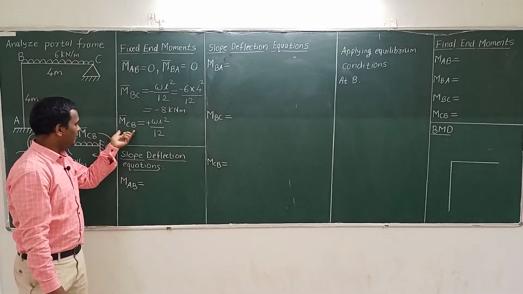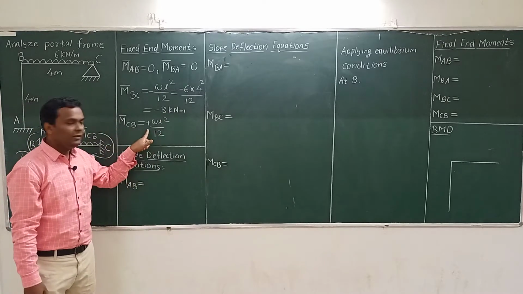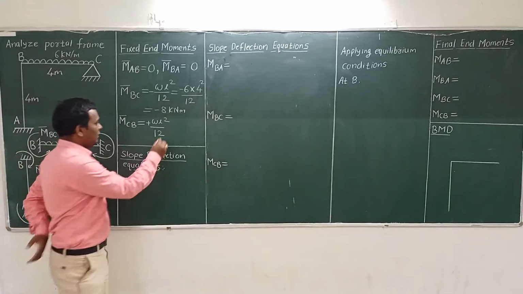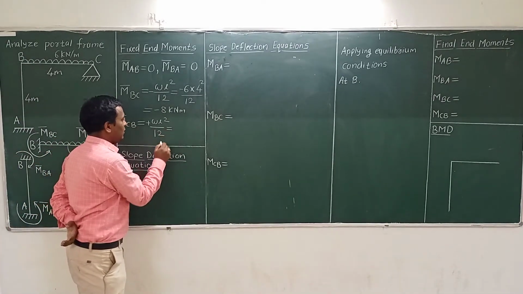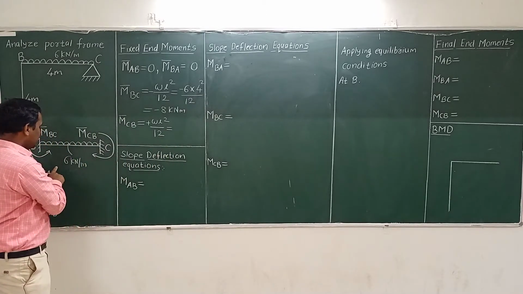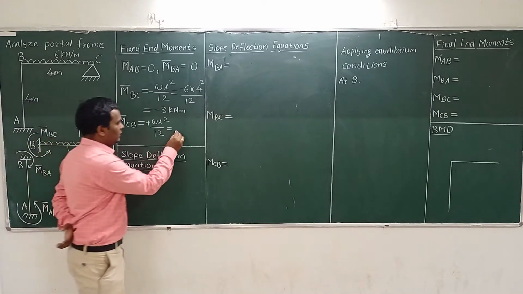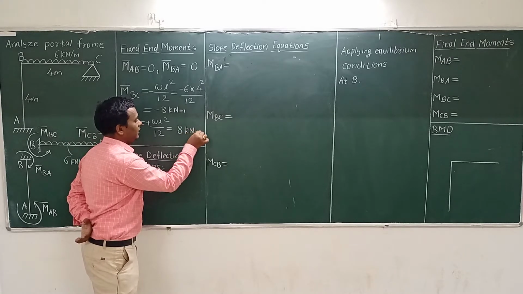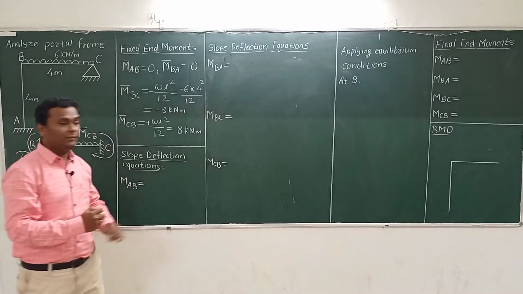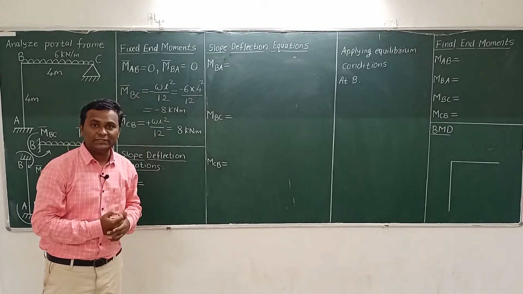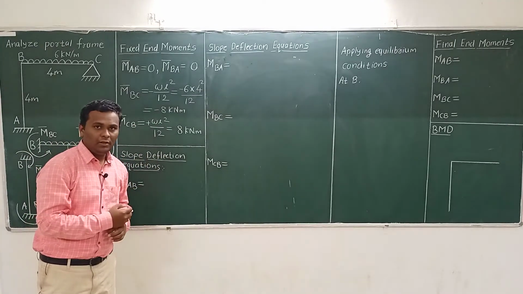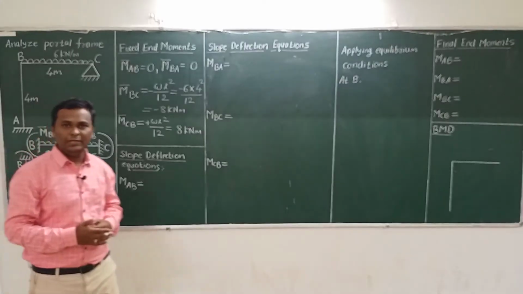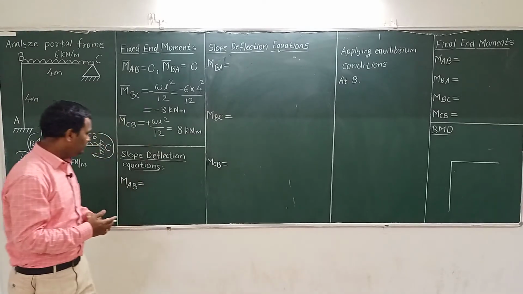Now same thing for M bar CB, only difference is that it is clockwise, which we have considered as a plus. So here we will be getting the same answer because the uniformly distributed load is same, length is same. So here it is nothing but 8 kilonewton meter. So now this was the first step, the calculation of fixed end moment, that is the initial step for the analysis of this portal frame using slope deflection method.